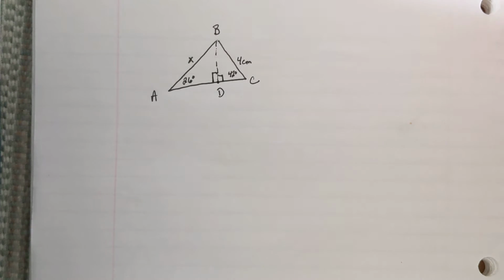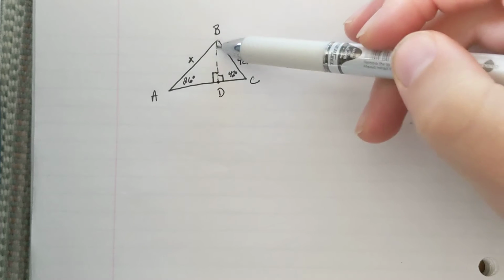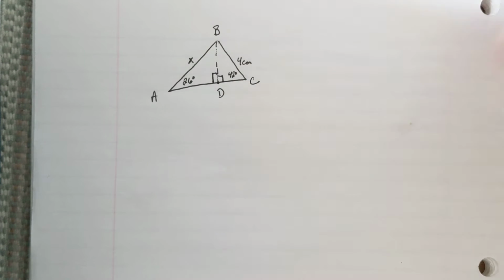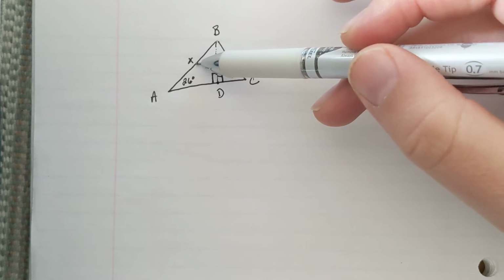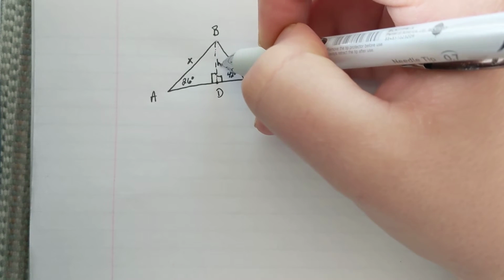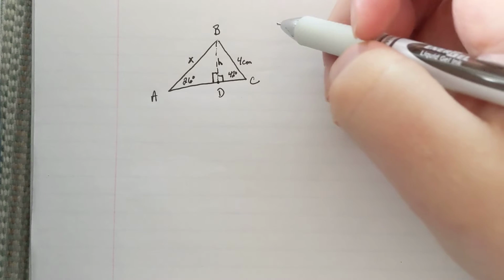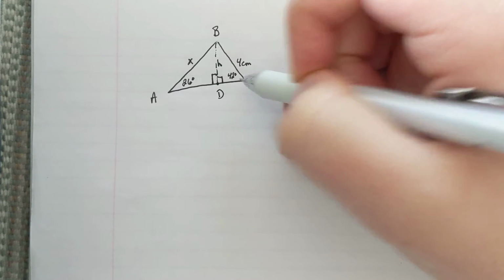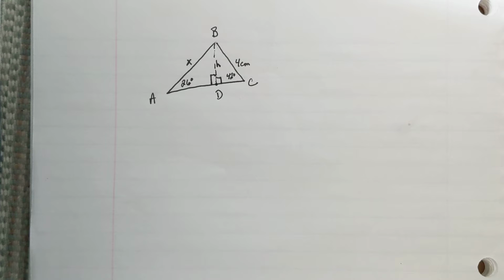Next thing I notice is there's a shared side between these two right triangles. BD is in both of these right triangles. So if I find that length, that can help me with finding the length of x. All right, so I'm going to call that length that we don't know h, just because it happens to be the height of that triangle. All right, so I'm going to start by trying to find the length of h, given that angle C is 42 degrees and side length BC is 4 centimeters.